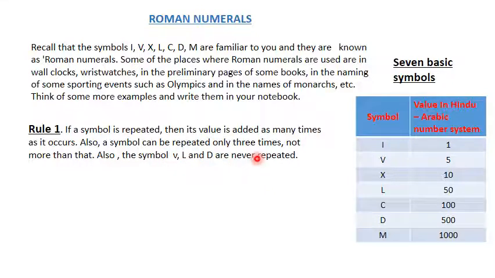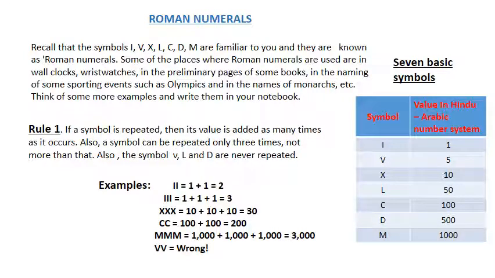What is the value of V here? 5. The value of L is 50 and the value of D is 500. So students, here 5, 50 and 500 are the symbols that are never repeated. Let us take an example. Look here.